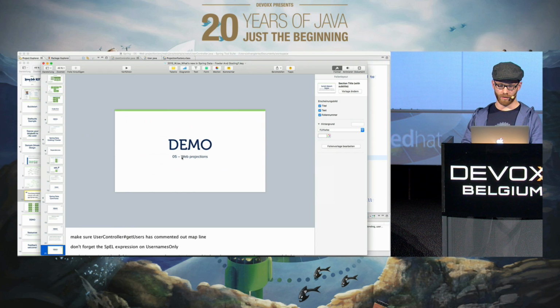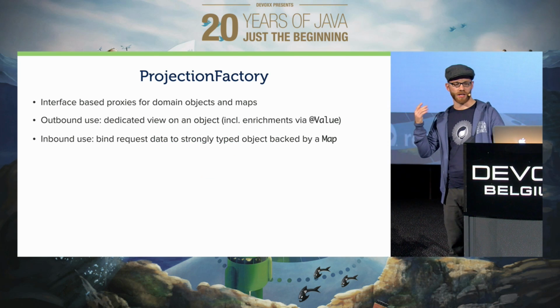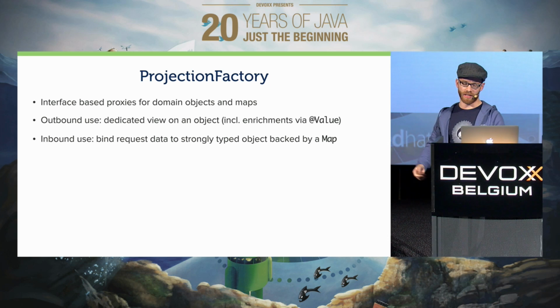All right, so web projections. Got that? Okay, so yeah, I said the projections can be backed by an actual object or just a map that would just naturally be nested and stuff.